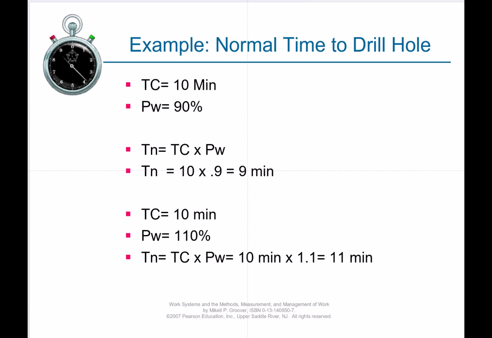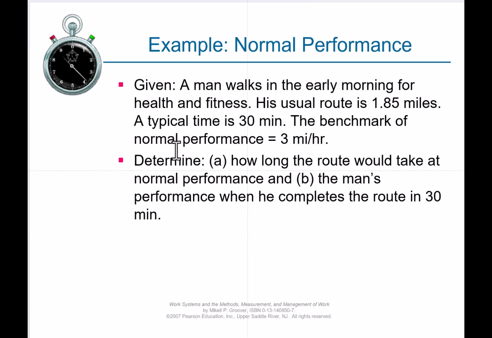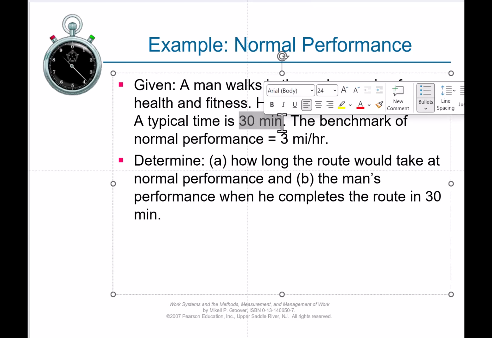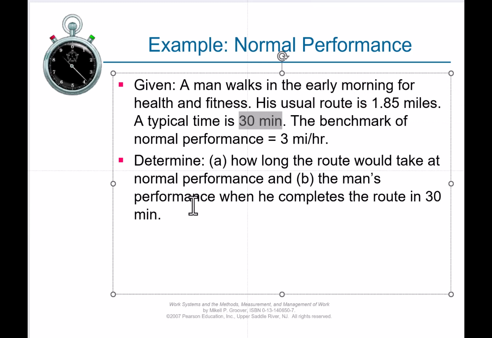Okay, so let's take another example of a man who walks in the morning for health and fitness on a route of about 1.85 miles, and his typical time is about 30 minutes. The benchmark for normal performance is 3 miles per hour. So the question is, how long will the route take at normal performance? And also, what is the man's performance when he completes the route in 30 minutes?